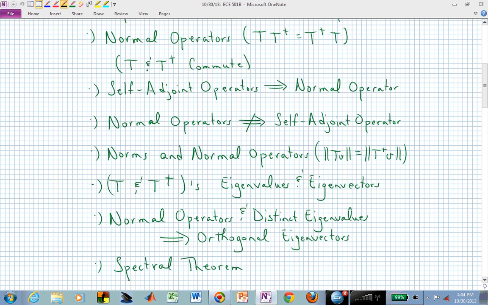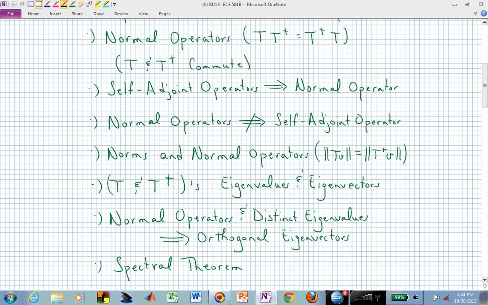Wow, I'm still going with my list of topics that I'm trying to cover today. If you have a self-adjoint operator, that immediately is a normal operator. A self-adjoint operator said that T was equal to T dagger. So if you plug in T and T dagger being equal, you can see that T squared is equal to T squared. That makes sense.